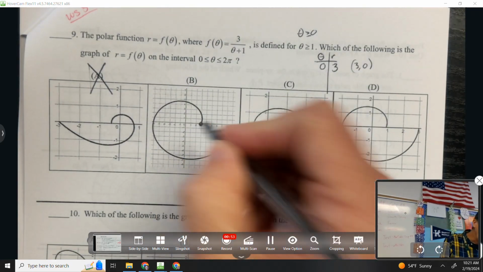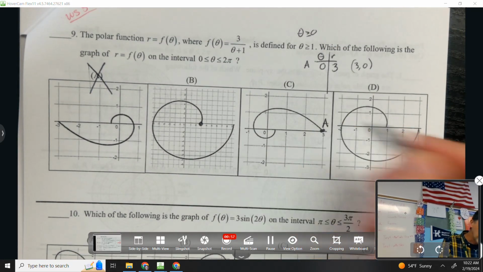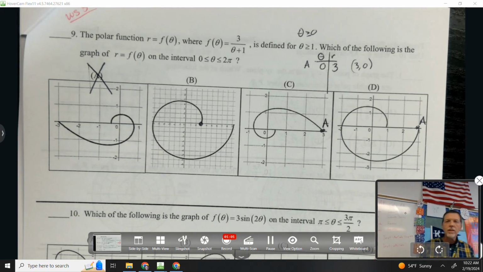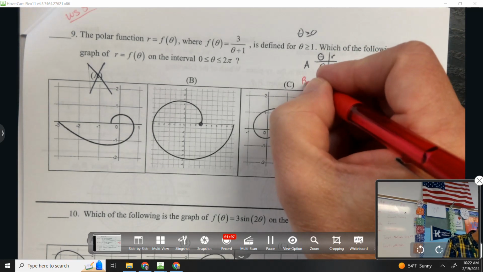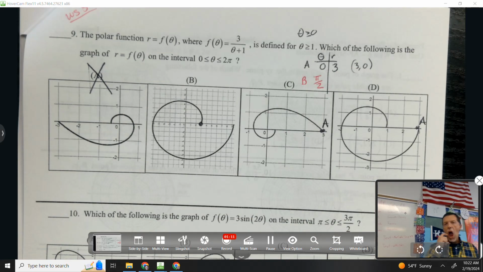Graph B does have that point, if I call it point A. Graph C has that point. And graph D has that point. So that didn't help too much. I mean, it threw out one of them. So let's pick a different point. Let's try pi over 2.